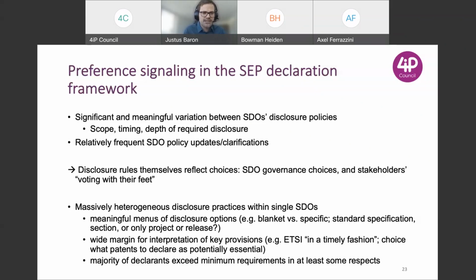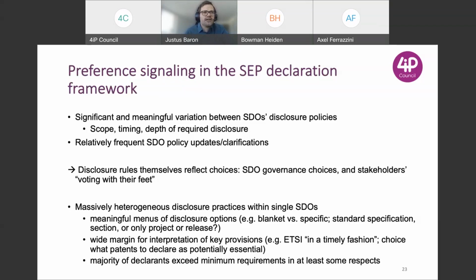And we actually see that companies make very different choices within these options, within these menus. And in addition to that, very important provisions of the policy are open to different interpretations. So, for example, the timing of disclosure, in a timely fashion, can be interpreted in many different ways. And obviously, companies make different choices in deciding which patents they wish to declare as potentially essential, how wide a net they want to cast in doing that. But what I think is really telling and really important for us is that we see that the majority of declarants actually exceed at least some minimum requirements in at least some respects.